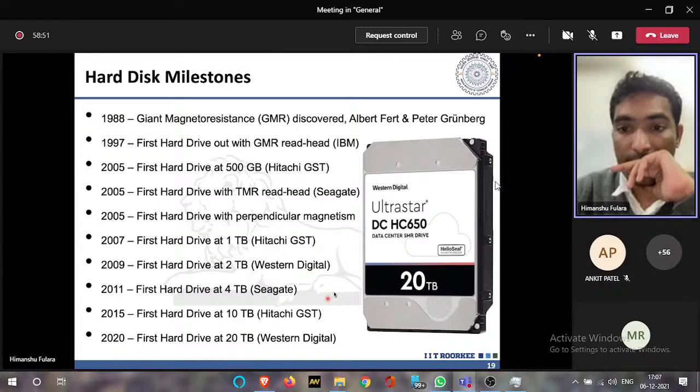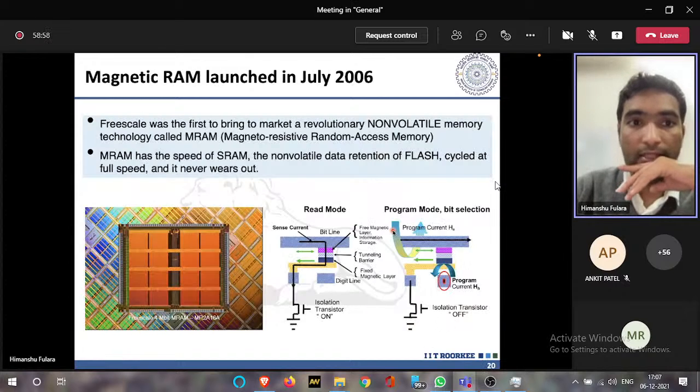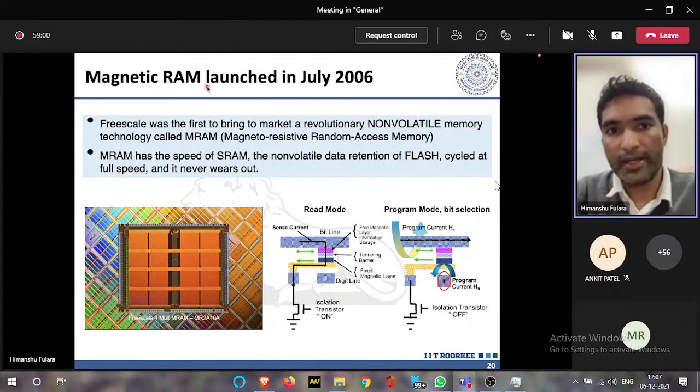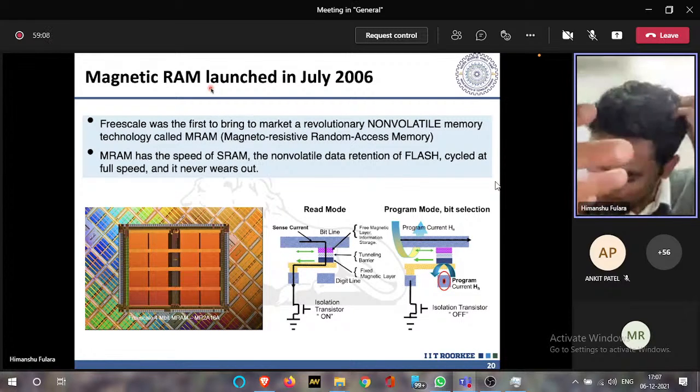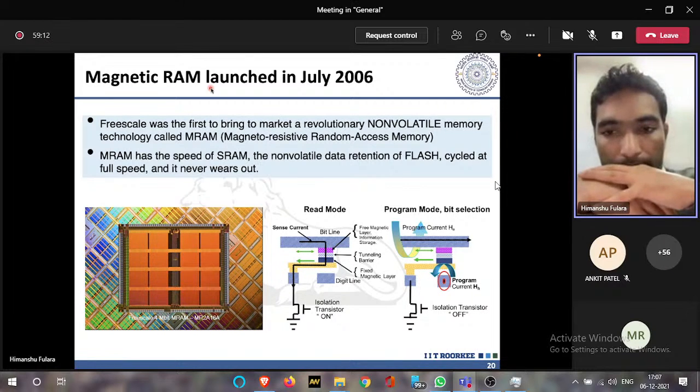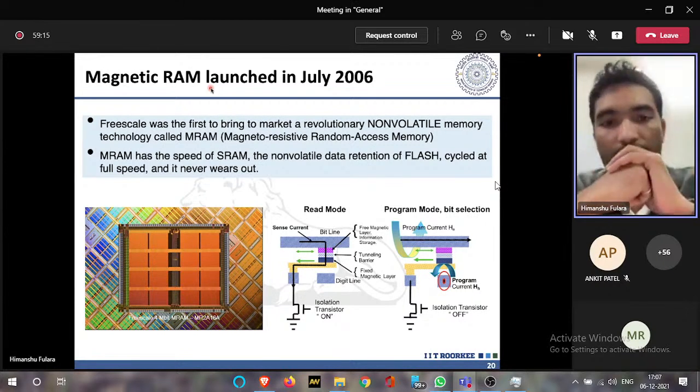Yeah, this was the photo of this hard disk drive. So this is where we stand right now. And this was already launched, magnetic random access memory, which is basically non-volatile random access memory. But the problem is you don't see this in the market because there are some issues with the commercialization of this magnetic random access memory.